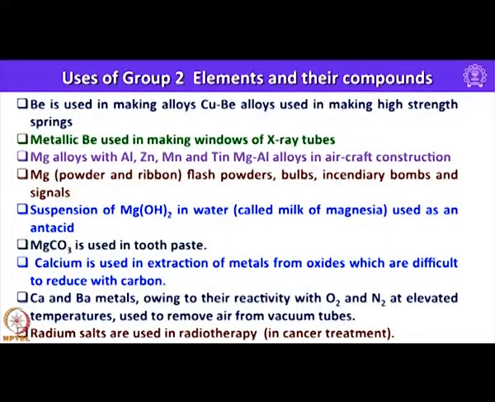So, with this, let us look into the uses of group 2 elements and their compounds. We come across extensive utility of main group elements and their compounds in day to day life. For example, beryllium is used in making a variety of alloys. Copper beryllium alloy is used in making high strength springs. Of course, springs come very handy in a lot of day to day materials.